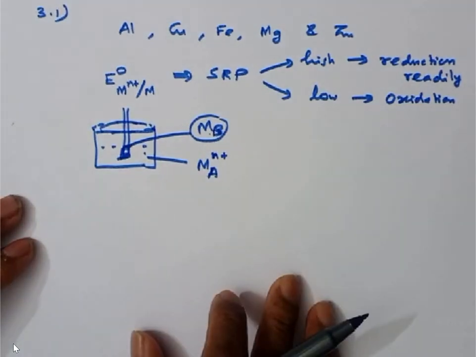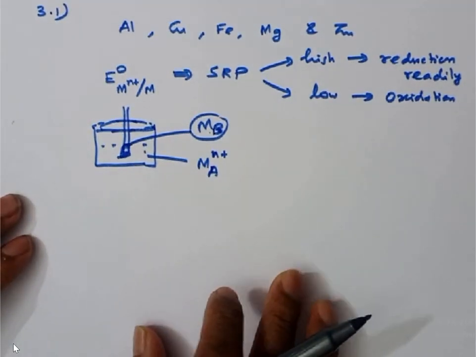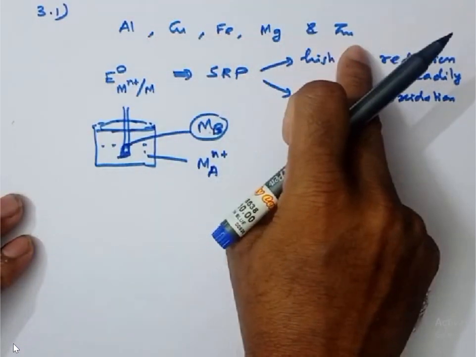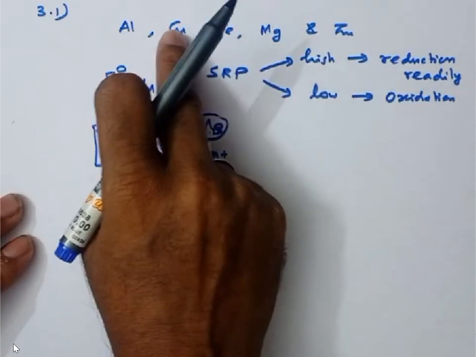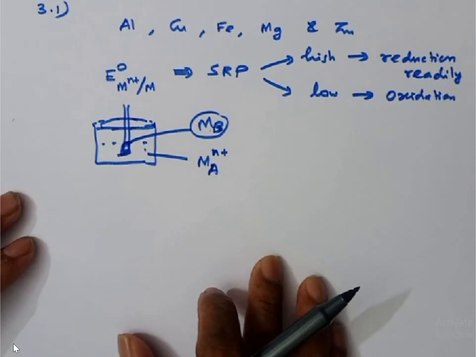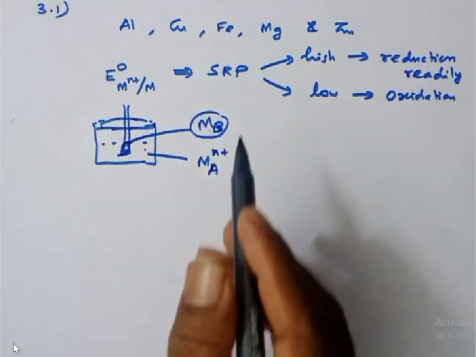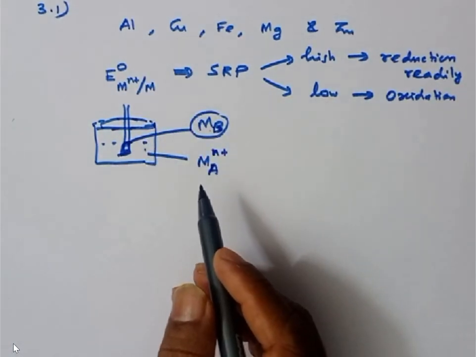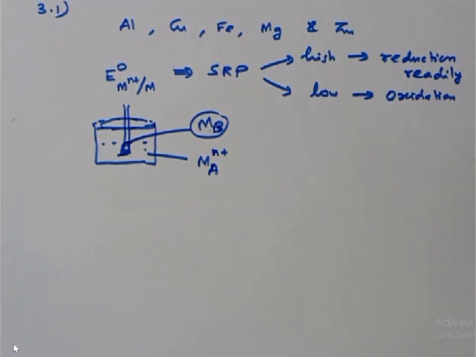So now, first I will arrange the SRP values of these metals in decreasing order. See here, we have aluminium. Let me go through the table and I will tell you the values. I am using some standard books for this purpose.